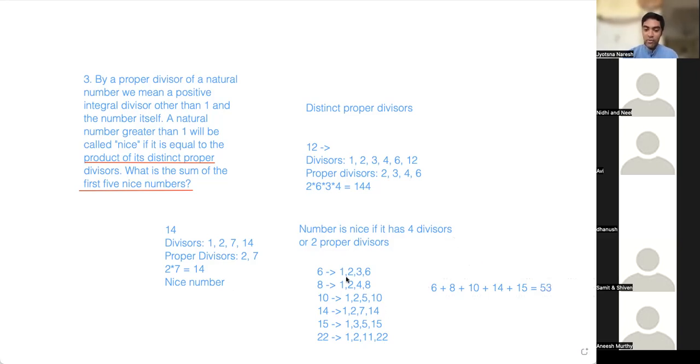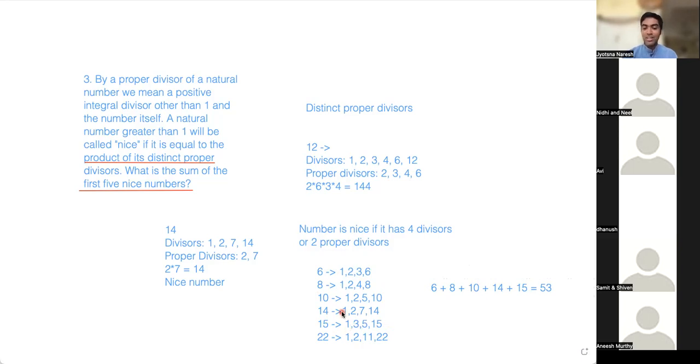That's good. And we found the 5 numbers. So we know these are the 5 smallest numbers, and we could check now. We saw we have all the divisors, right? So 6's divisors are 1, 2, 3, 6. Proper divisors are just 2 and 3. 2 times 3 is 6. 8, proper divisors are 2 and 4. Product is 8, matches up. 10, 2 and 5, product is 10, matches, and so on, right? We see 14, 15, and we can double check that.